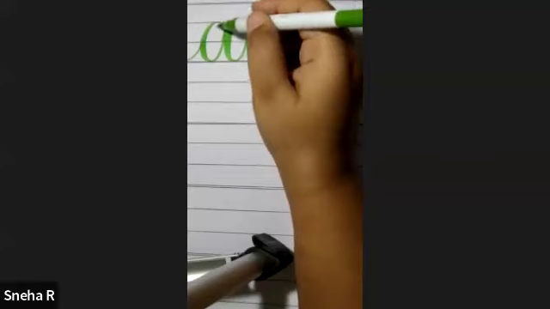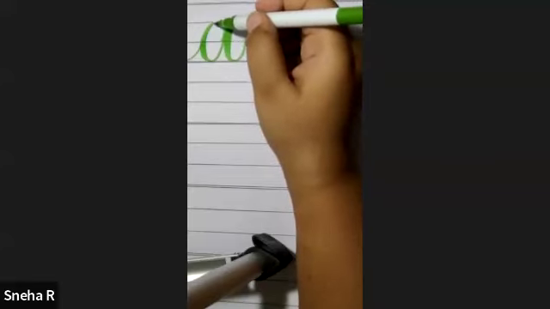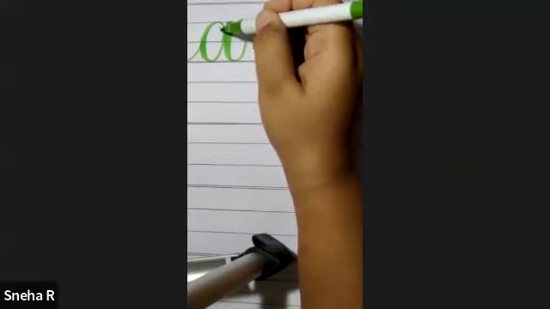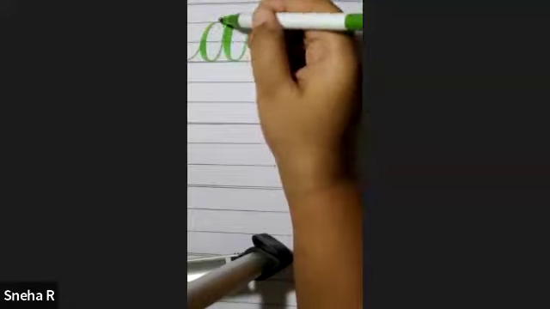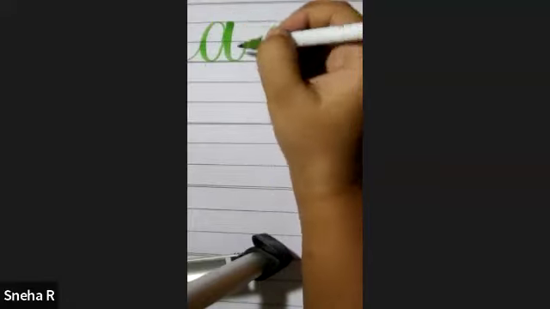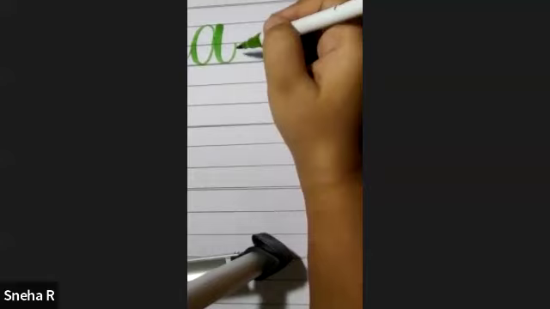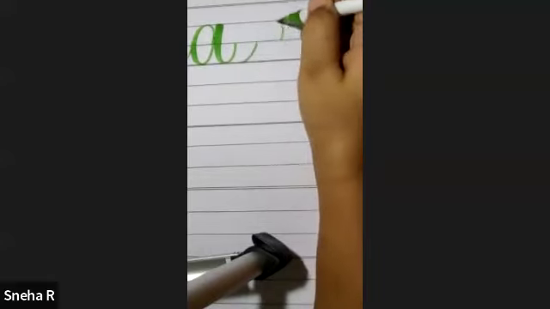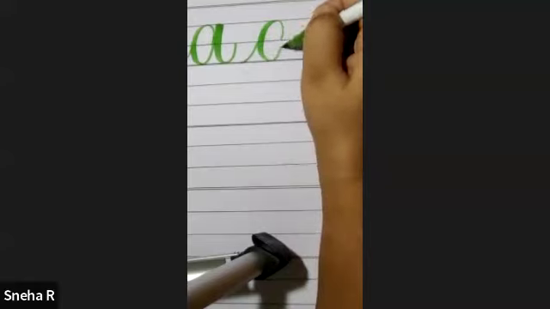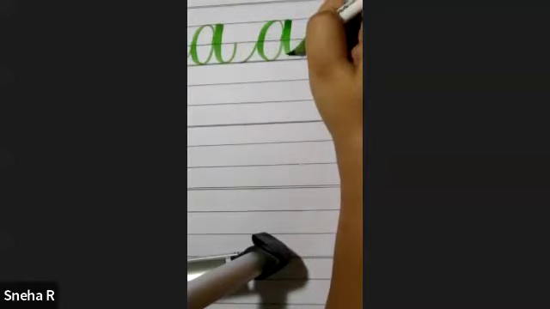For the oval, if you start from this side, you can make the right side of the oval thicker. If you start from this side, you can make the left side of the oval thicker. So once more, entry stroke, oval, half underturn.